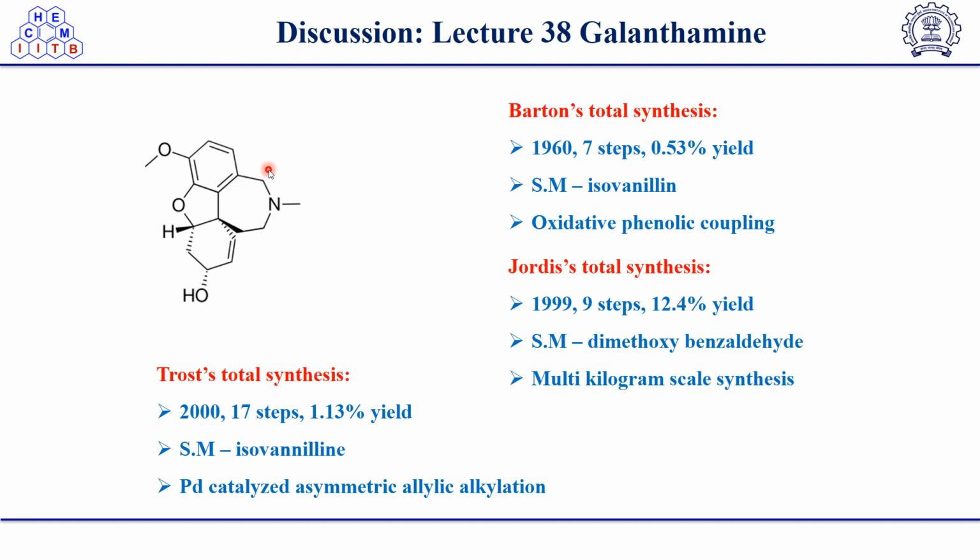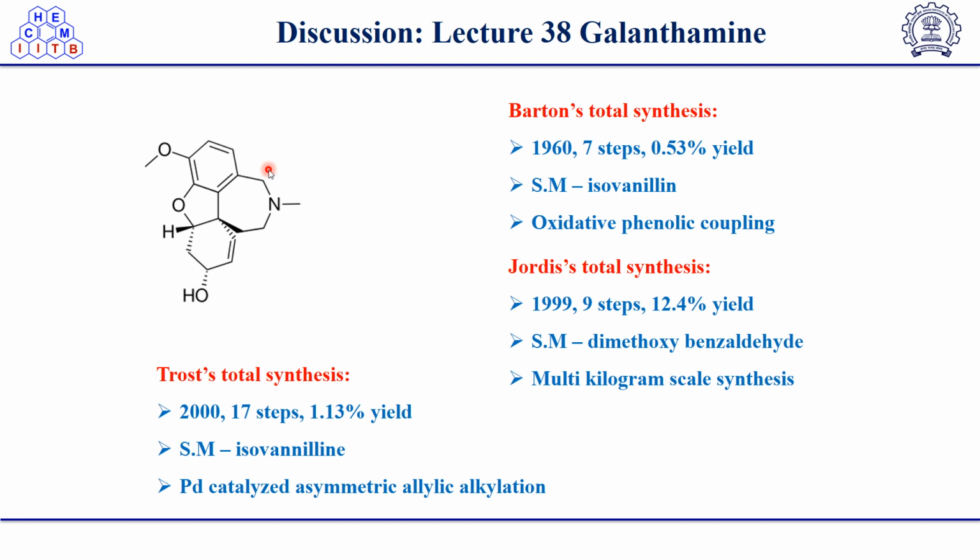And then Jordis's total synthesis was a multi-kilogram scale synthesis, completed in 1999 starting from dimethoxybenzaldehyde. The key steps were oxidative phenolic coupling and crystallization induced chiral conversion of plus or minus narwedine to minus narwedine, and he could complete this total synthesis in 9 steps with 12.4 percent overall yield. This is a practical and cost effective synthesis for pilot plant scale up for clinical trials.